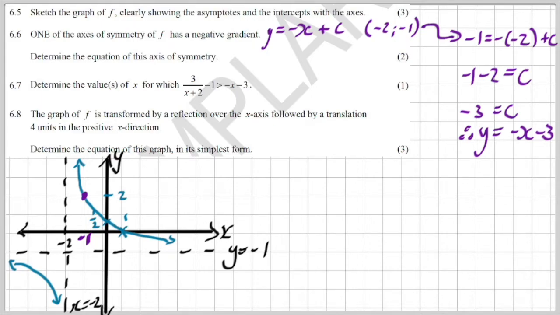Now I'm just going to draw that graph visually so you understand what it means, okay? So I've got this equation there. It is y equal to negative x minus 3. There I've drawn the graph for you. Now this is actually very important because in 6.7, I'm actually going to need it. At 6.7, it asks us, determine the value of x for which 3 over x plus 2 minus 1 is greater than negative x minus 3.